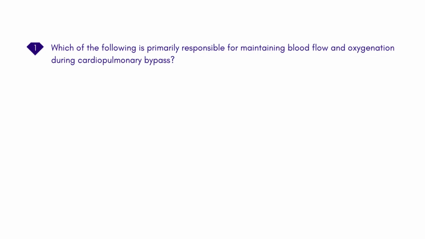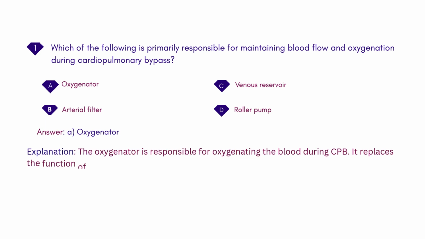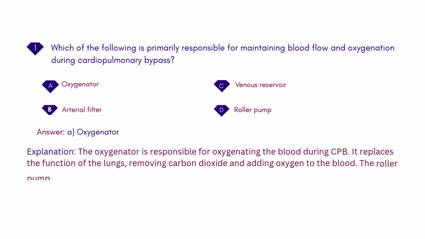Which of the following is primarily responsible for maintaining blood flow and oxygenation during cardiopulmonary bypass? A. Oxygenator. B. Arterial filter. C. Venous reservoir. D. Roller pump. Answer: A. Oxygenator. Explanation: the oxygenator is responsible for oxygenating the blood during CPB.